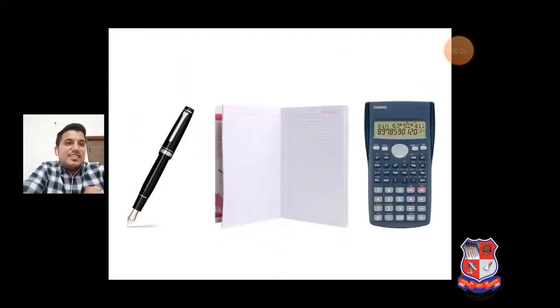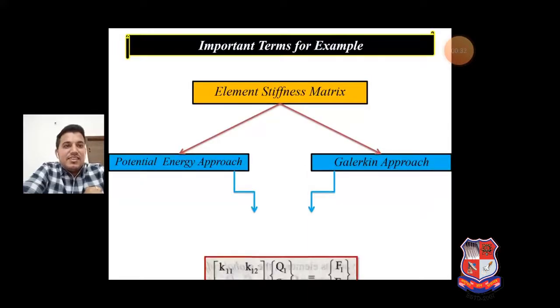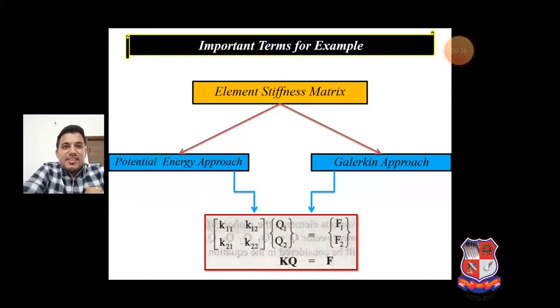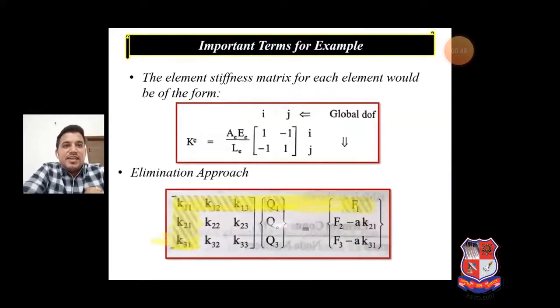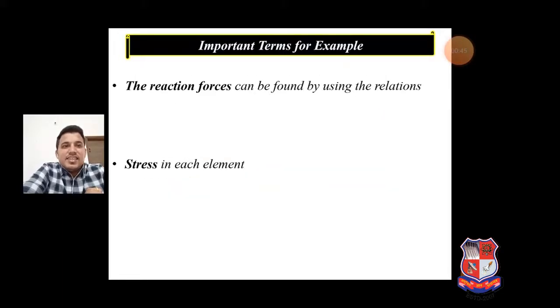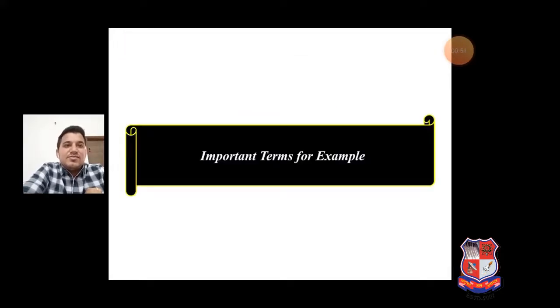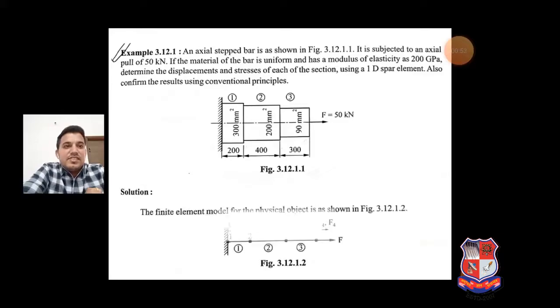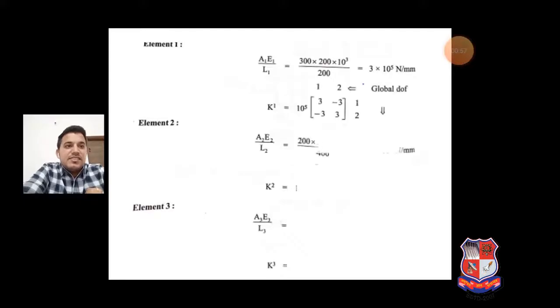So we need such things, and this is the most important relation between the displacement, strain and stress. We already learned it yesterday. Again, the element stiffness matrix standard formula, the elementary approach as well as the element stiffness matrix, the reaction forces formula and stress. So important terms we already learned. Then this formula we learned in the conventional method.